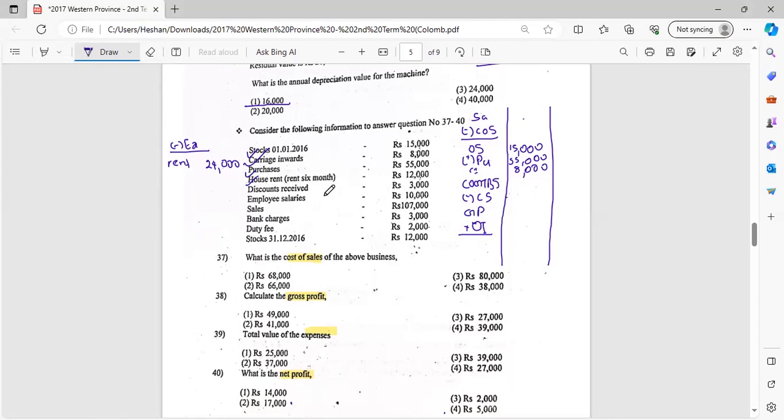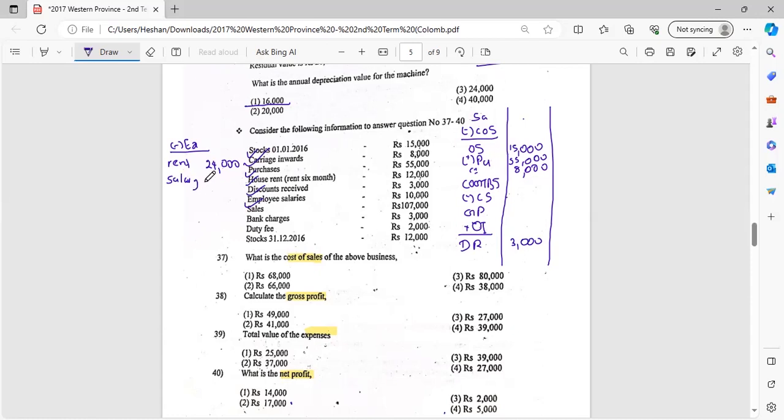Right? So don't think much. If you take 6 months, it's also correct. Why? In here, no additional information. Right? So discount received, other income, discount received, it's other income. How much? 3,000. Okay. Salary is 10,000.